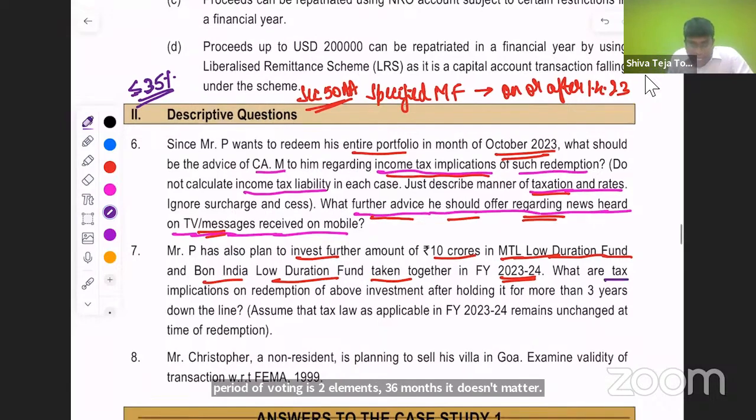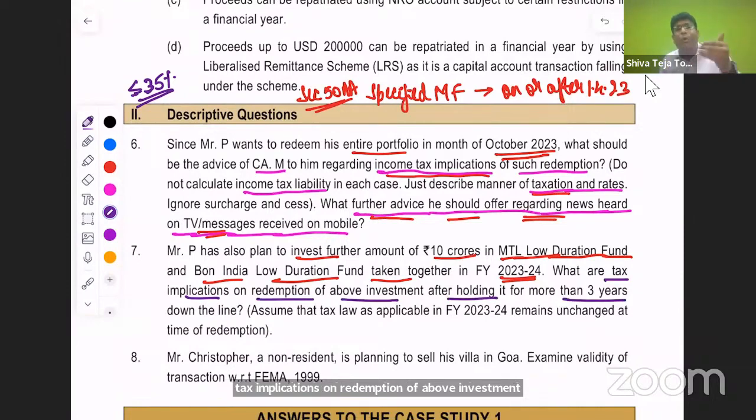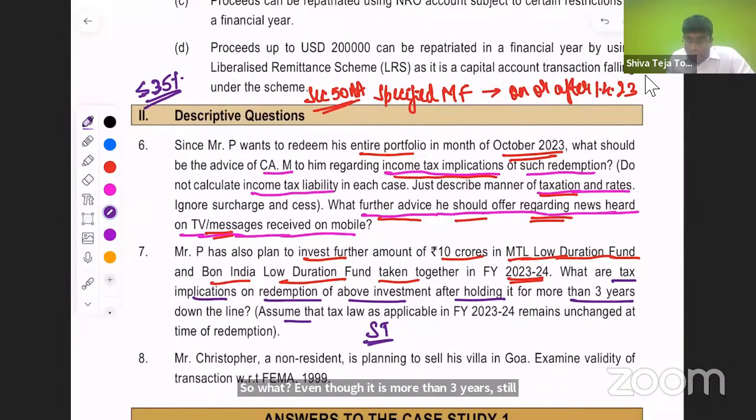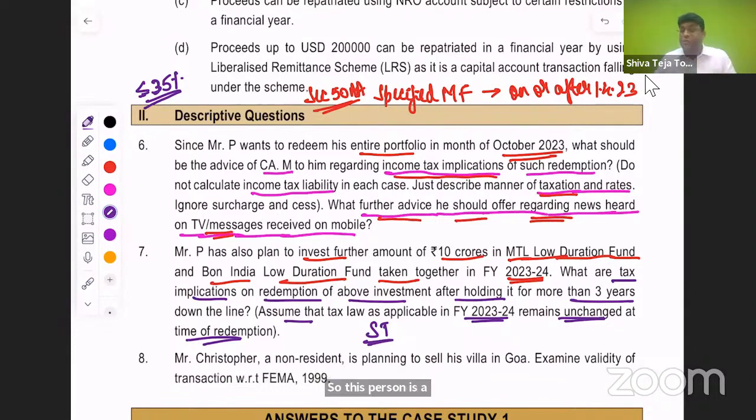They're asking what are the tax implications on redemption of above investment after holding it for more than 3 years. So what? Even though it is more than 3 years, still it is regarded as short term. Assume that tax law applicable in 23-24 remains unchanged at the time of redemption. That is what we are talking. But in sixth question, you should not talk about it because they are not specified mutual fund. Specified mutual fund covers only those units which are acquired on or after 1/4/2023. So this question is a straightforward question related to amendment in capital gain given by section 50AA, a very interesting section. Yeah, that's about tax.